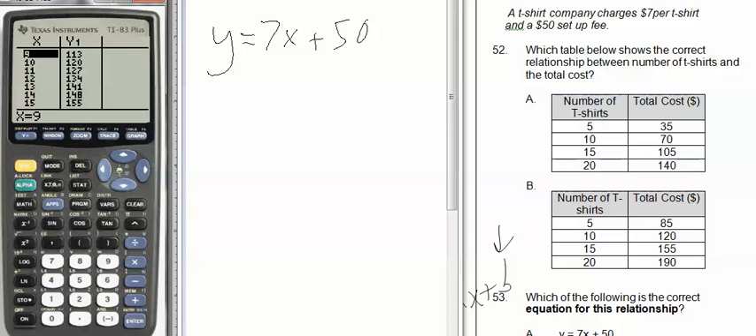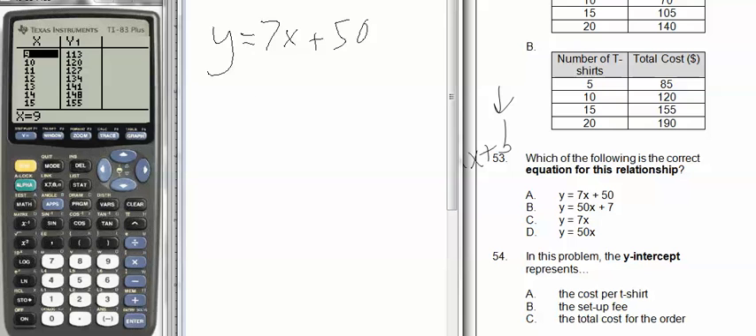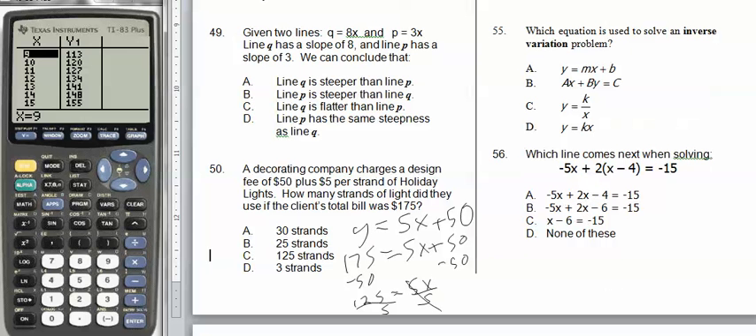So what is the correct equation for this relationship? I actually did that first. It is y equals 7x plus 50. And in this problem, the y-intercept, the 50, represents the setup fee. Okay, just 2 more on this page.